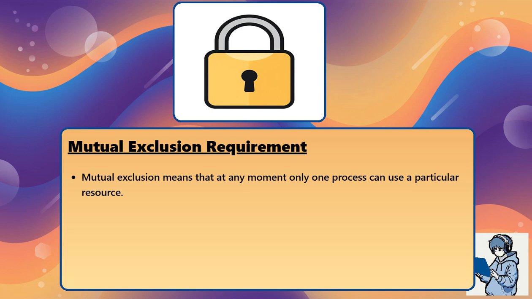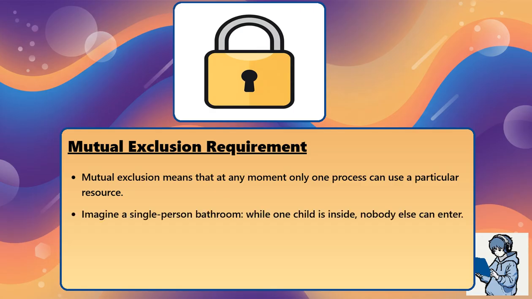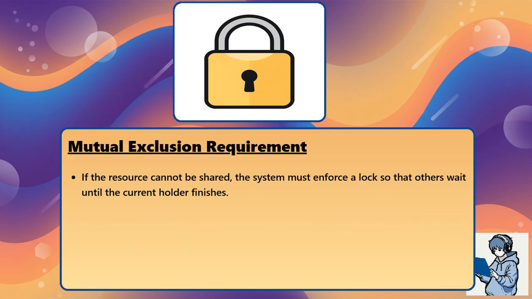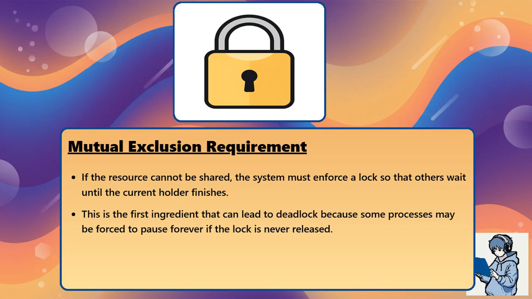Mutual exclusion means that at any moment, only one process can use a particular resource. Imagine a single-person bathroom. While one child is inside, nobody else can enter. In a computer, a printer, a disk, or a piece of memory can be used by only one program at a time. If the resource cannot be shared, the system must enforce a lock so that others wait until the current holder finishes. This is the first ingredient that can lead to deadlock, because some processes may be forced to pause forever if the lock is never released.